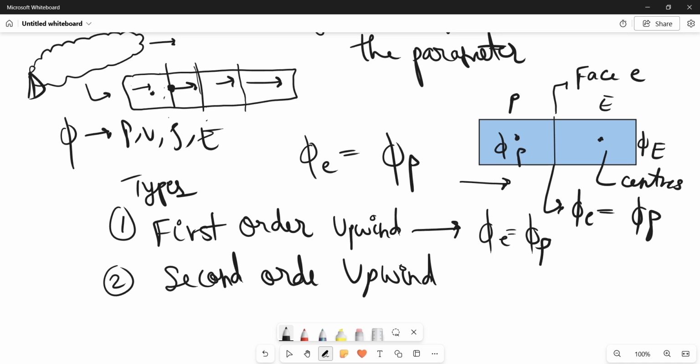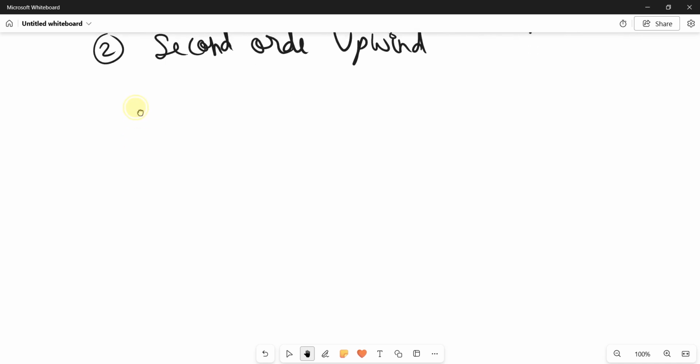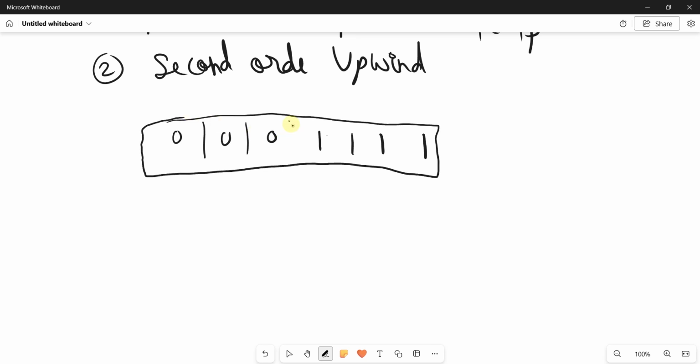Now there is one discrepancy in the first order. I'll just take an example. When you are looking at the first order upwind concept, let's say that you have cells with values 0 0 0 1 1 1 1. Okay, these are your centers. Just assume 1 is the value, and the vertical lines are the faces. Just assume this as one of the configurations. Here you have zero pressure and here the pressure is 1.